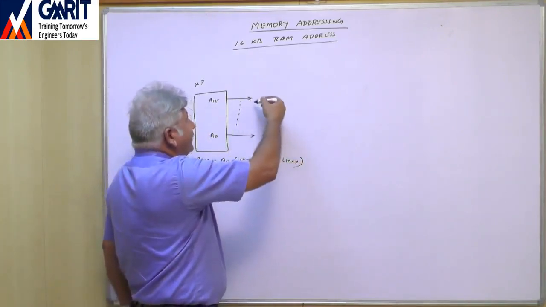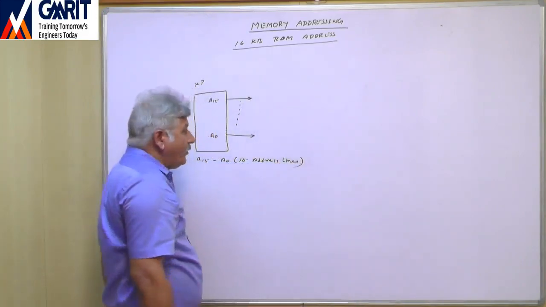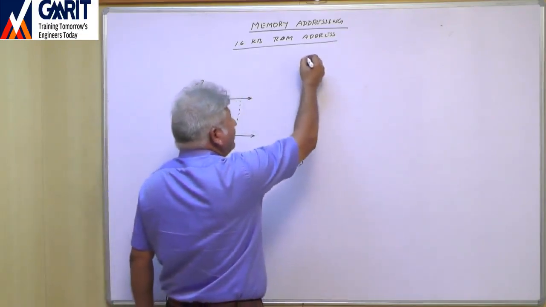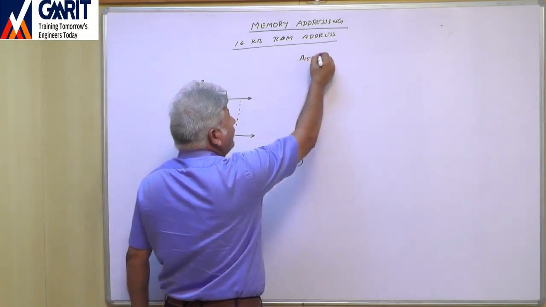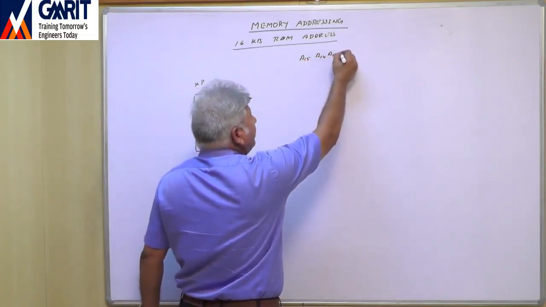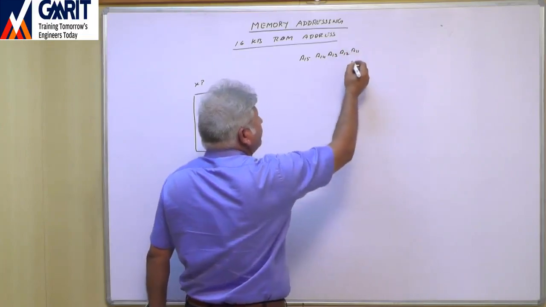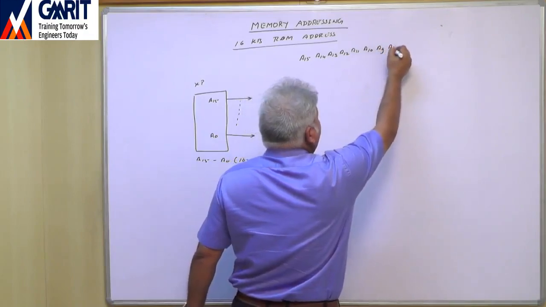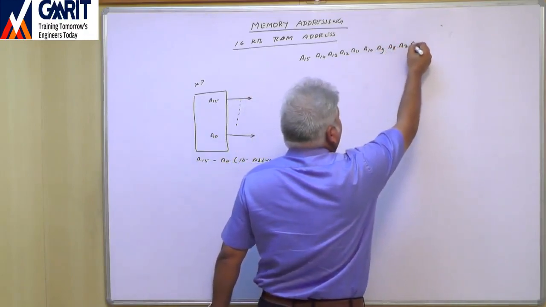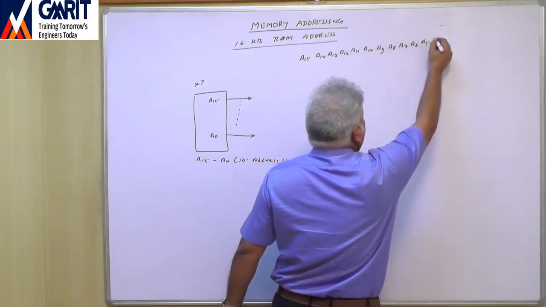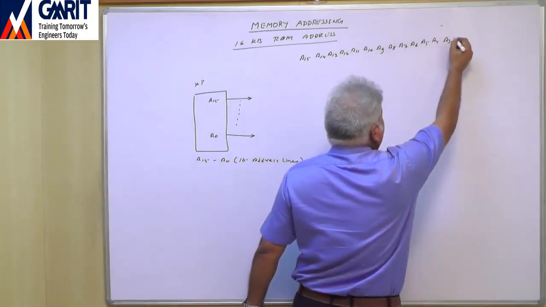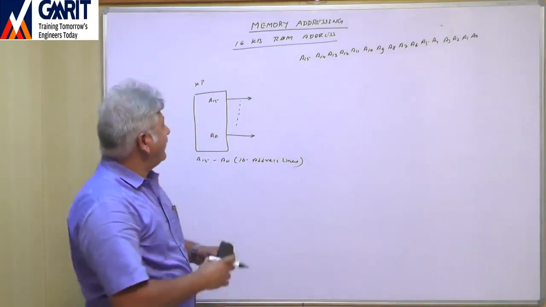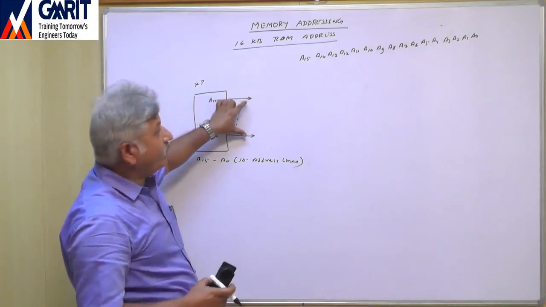Now these address lines will be connected with the ROM. So first of all, we will write these address lines here: A15, A14, A13, A12, A11, A10, A9, A8, A7, A6, A5, A4, A3, A2, A1 and A0. These are all the address lines coming out from the microprocessor.